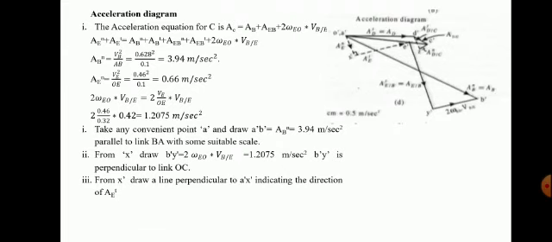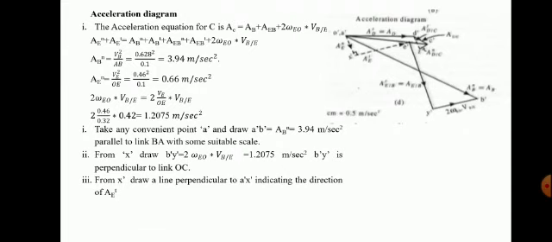Take any convenient point, first you locate it. Then draw A dash B dash, which is nothing but A_NB, 3.94 meter per second square, parallel to the link BA with some suitable scale. First step, O dash A dash into A dash B dash. This is nothing but A_NB, 3.94 meter per second square.